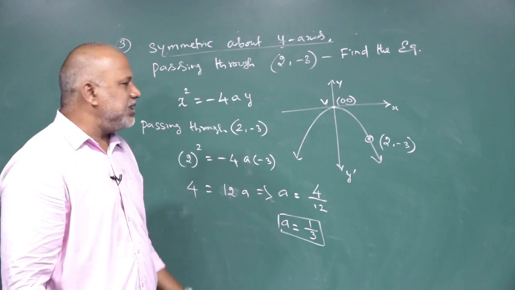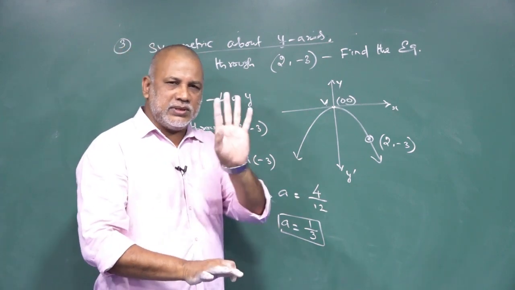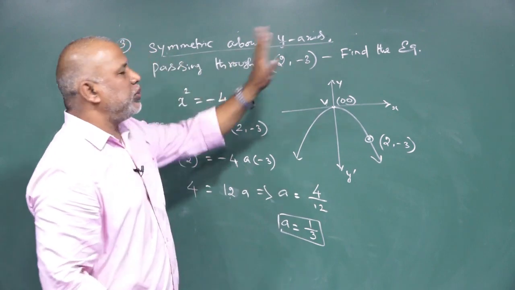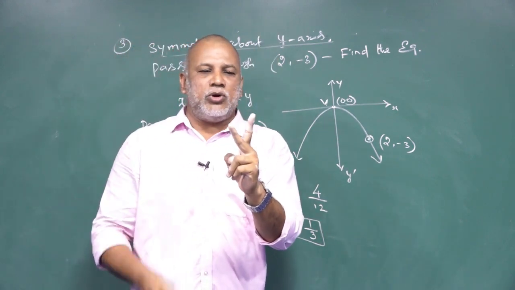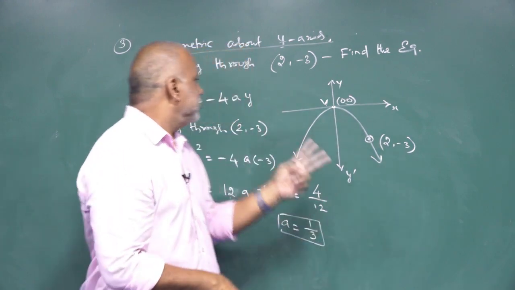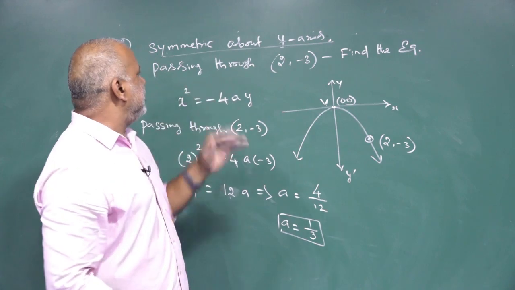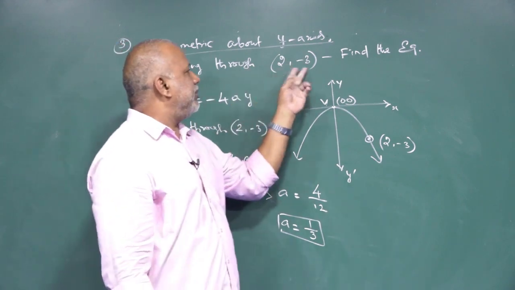Very carefully listen to the ideas. Just simply ideas only. No need to memorize. So listen to the concept. Symmetric about y-axis. We are having two parabolas symmetric about y-axis. It may be the third type or it may be the fourth type. So we are choosing third and fourth first. After that, listen to the concept. Passing through the point 2 comma minus 3.